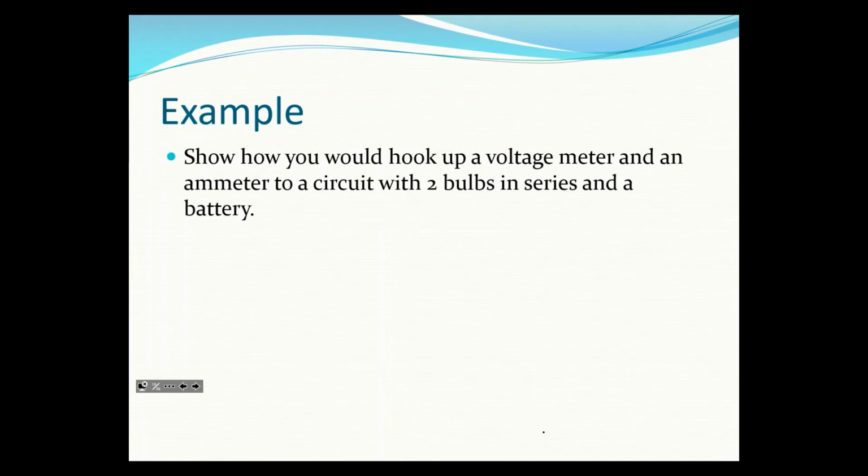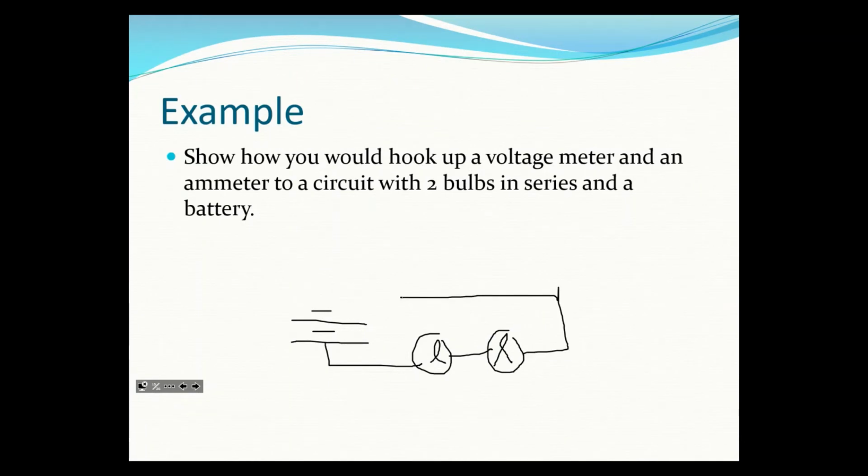So show how you would hook up a voltmeter and an ammeter to a circuit with two bulbs in series and a battery. Okay, so if we want to draw a battery, it would look like that. That's one cell. So if we want a battery, we need more than one cell. Okay, and we can have a light bulb here, and we can have a light bulb here, and we can have a switch if we want. Turn it on and off, and it would look like that.